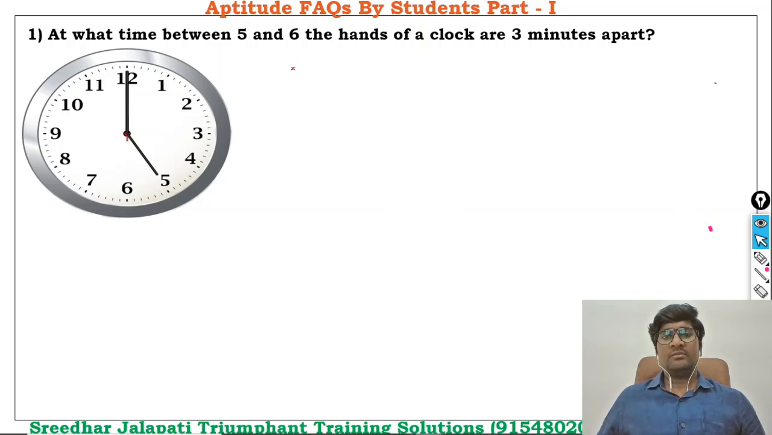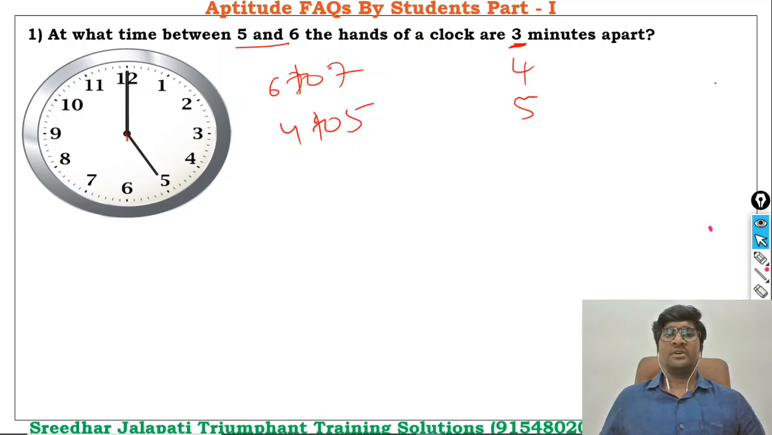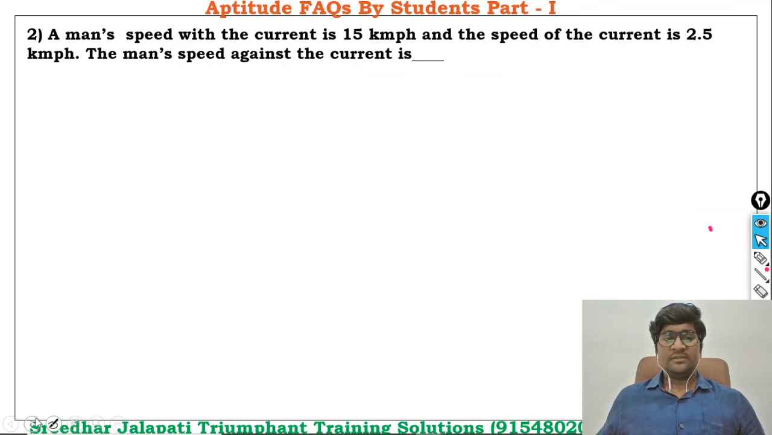Now in any exam, even if you get this type of question, people may change the numbers. We answered for 5 to 6, sometimes they may ask for 6 to 7, or 4 to 5, whatever. And here we want 3 minutes space, sometimes we may be asked to find 4 minutes space, 5 minutes space, whatever, but the procedure is same. Let's move to the next question.